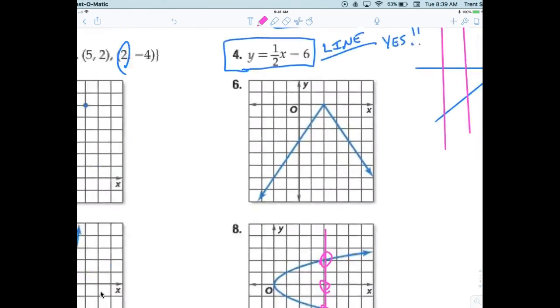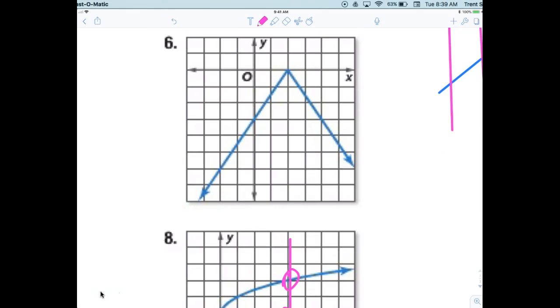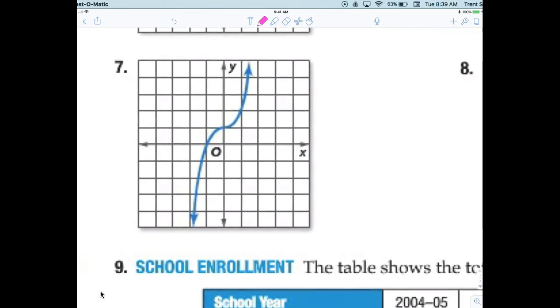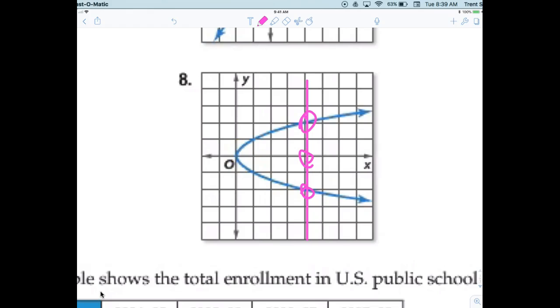All right, let's look at number 6. Is that a function? Yes. All right. Now, I like what you're doing, right? These are just yes or no questions. All right? Just yes or no. Number 7, yes or no? Yes. I like it. Number 8, we already said was what? No. Very nice. Everybody good? All right, here we go now.